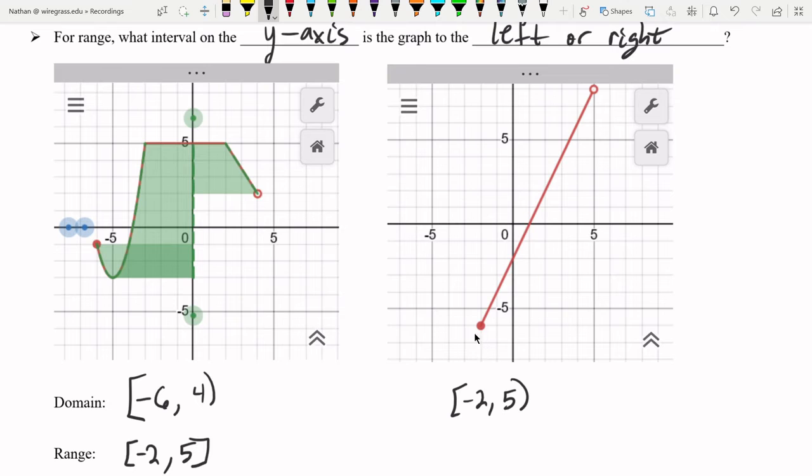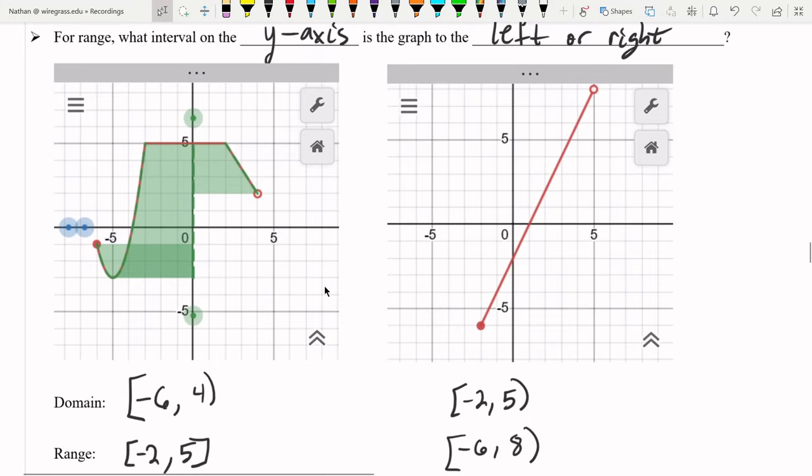The range value, well, that's going to be from this lowest value here, right? It flattens down to the range. That's going to be -6. We're going to include -6 because it's a solid dot. All the way up to, that's going to be what, 6, 7, 8. But it does not hit 8.